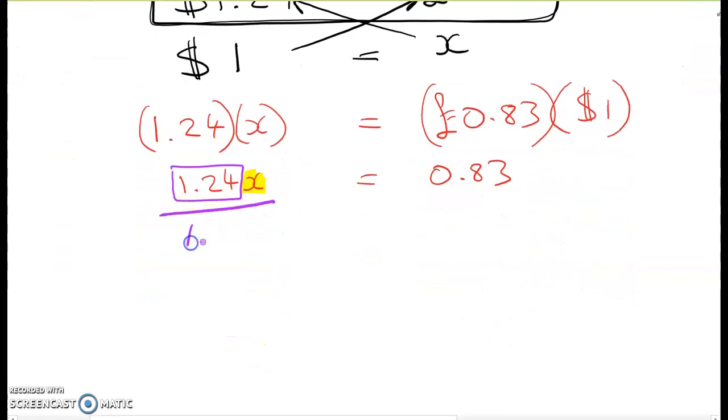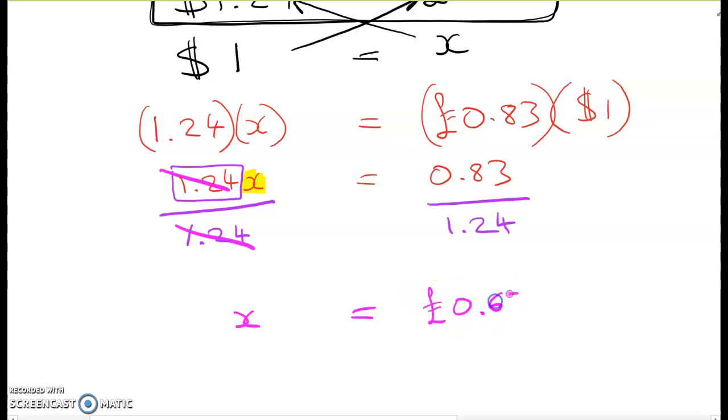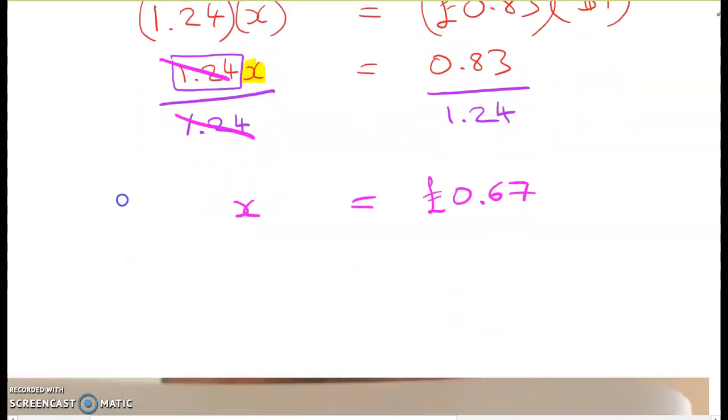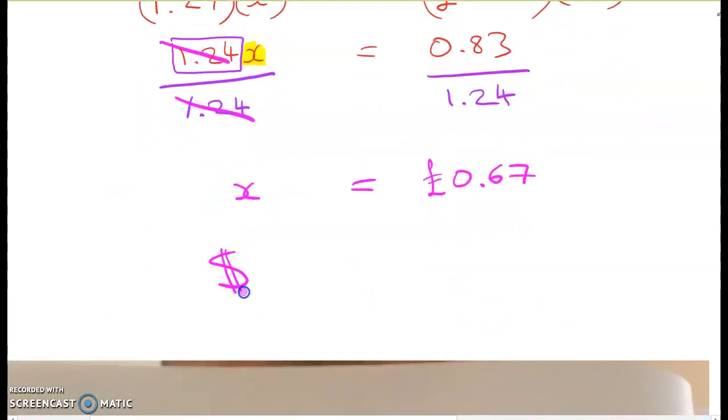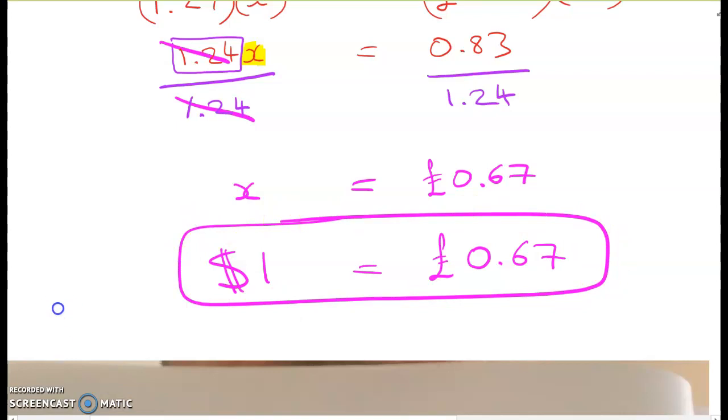By dividing by it. But whatever we do over here, we've got to do over here. Now it'll cancel here, and we're left with x on its own, and then 0.83 divided by 1.24 gives us 67 pence. So now I know my exchange rate. $1 is 67 pence.